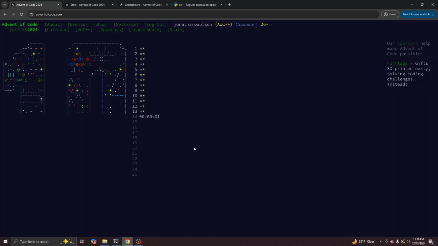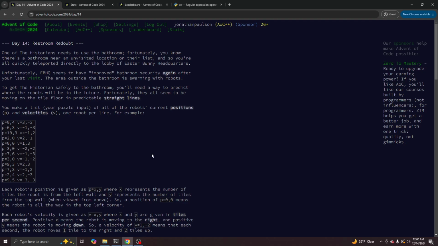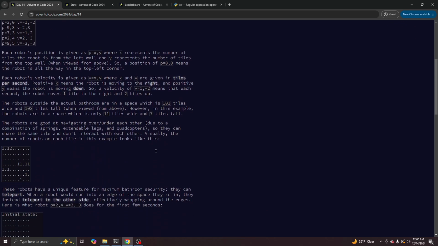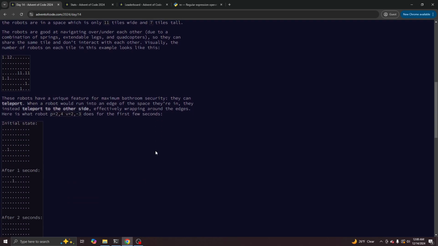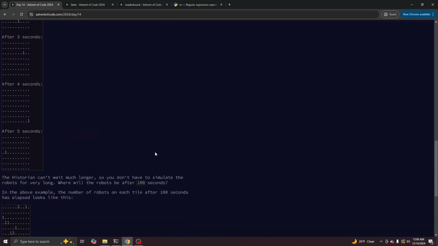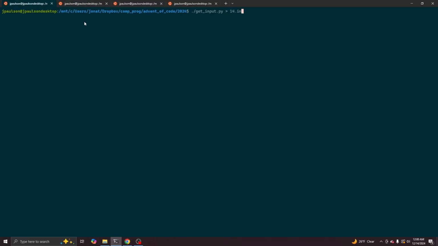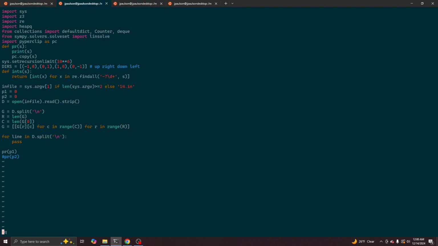All right, day 14. What is going on? We have some instructions, or actually some particles. Toroidal, number of robots in each quadrant.